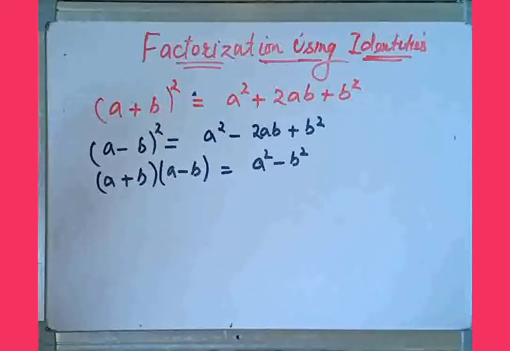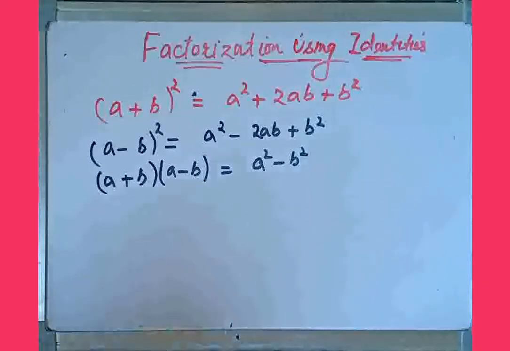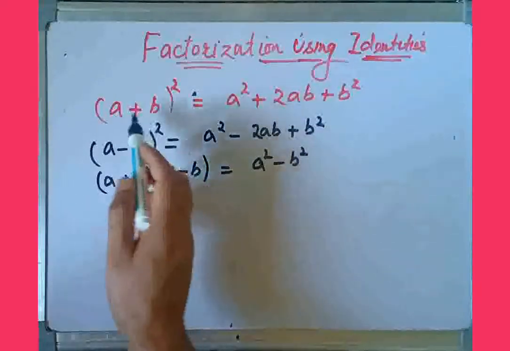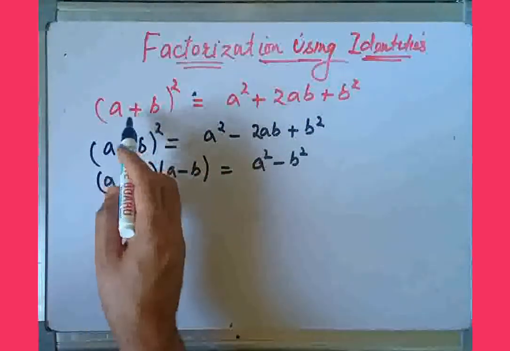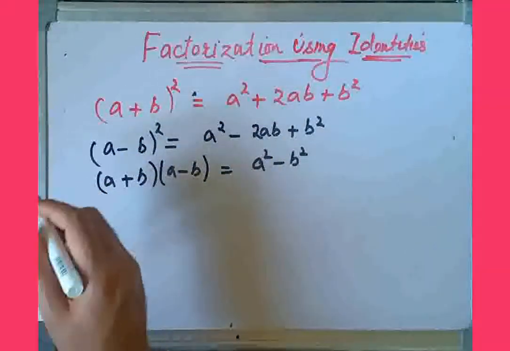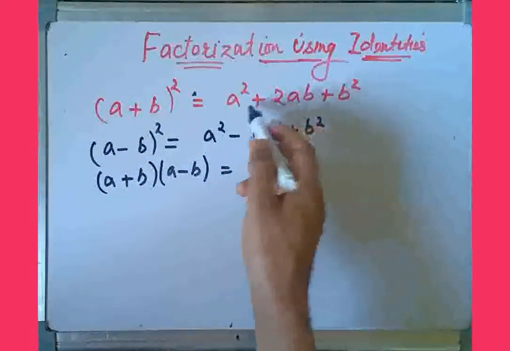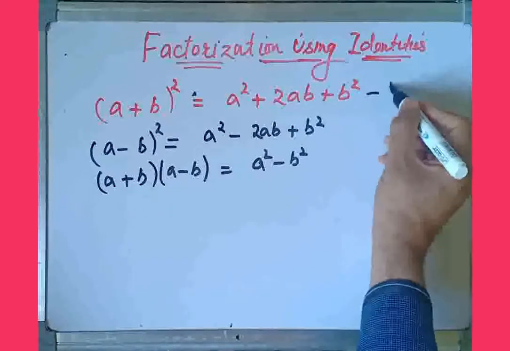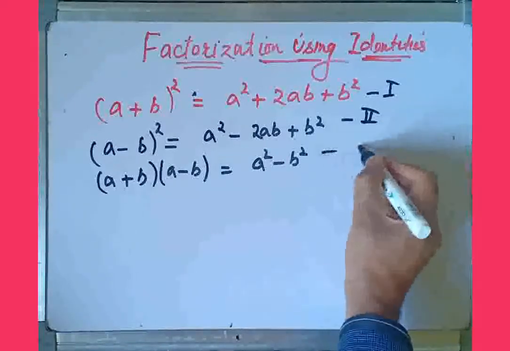I have also discussed the applications of these identities in the simplification of mathematical problems. That means we can apply these identities in simplifying mathematical questions. I have already discussed that in previous lectures. Right now, these are some identities, and using these identities we can factorize the given expressions. (a plus b) whole square is equal to a square plus 2ab plus b square. This is the first identity, this is the second identity, and this is the third identity.